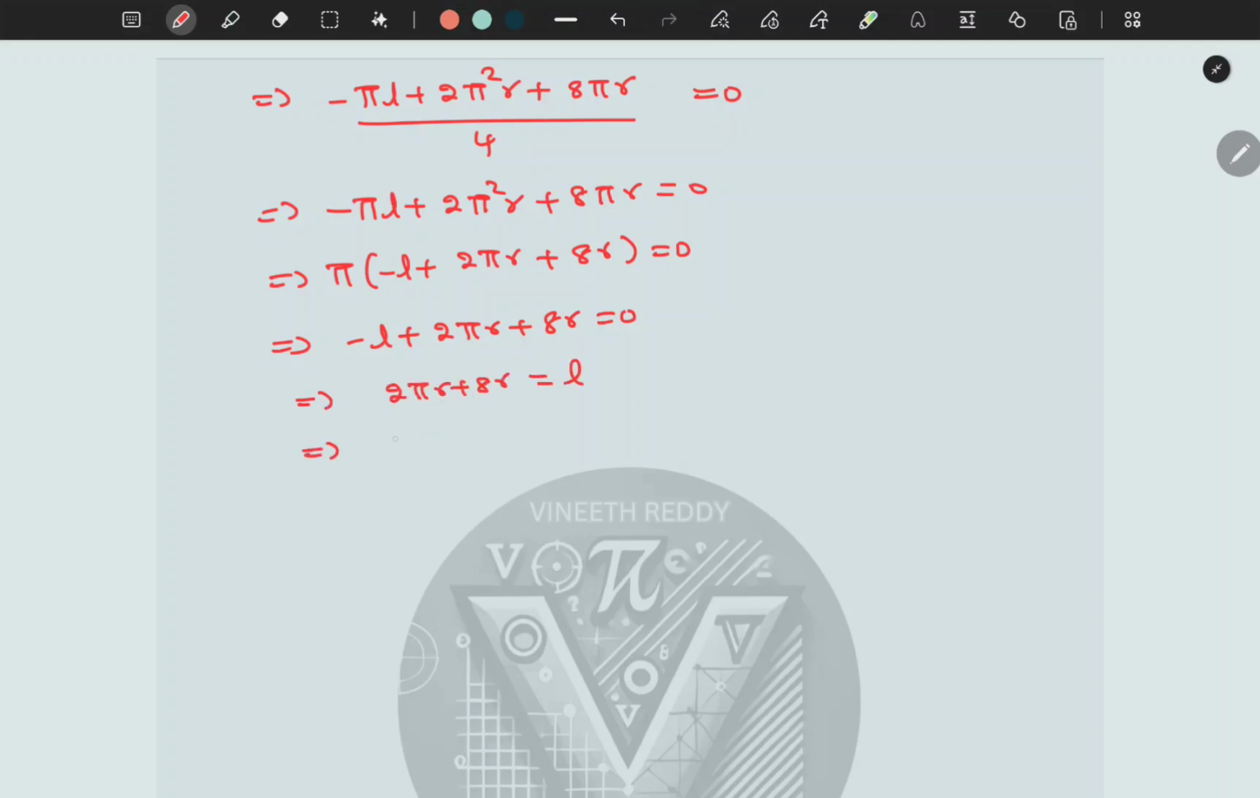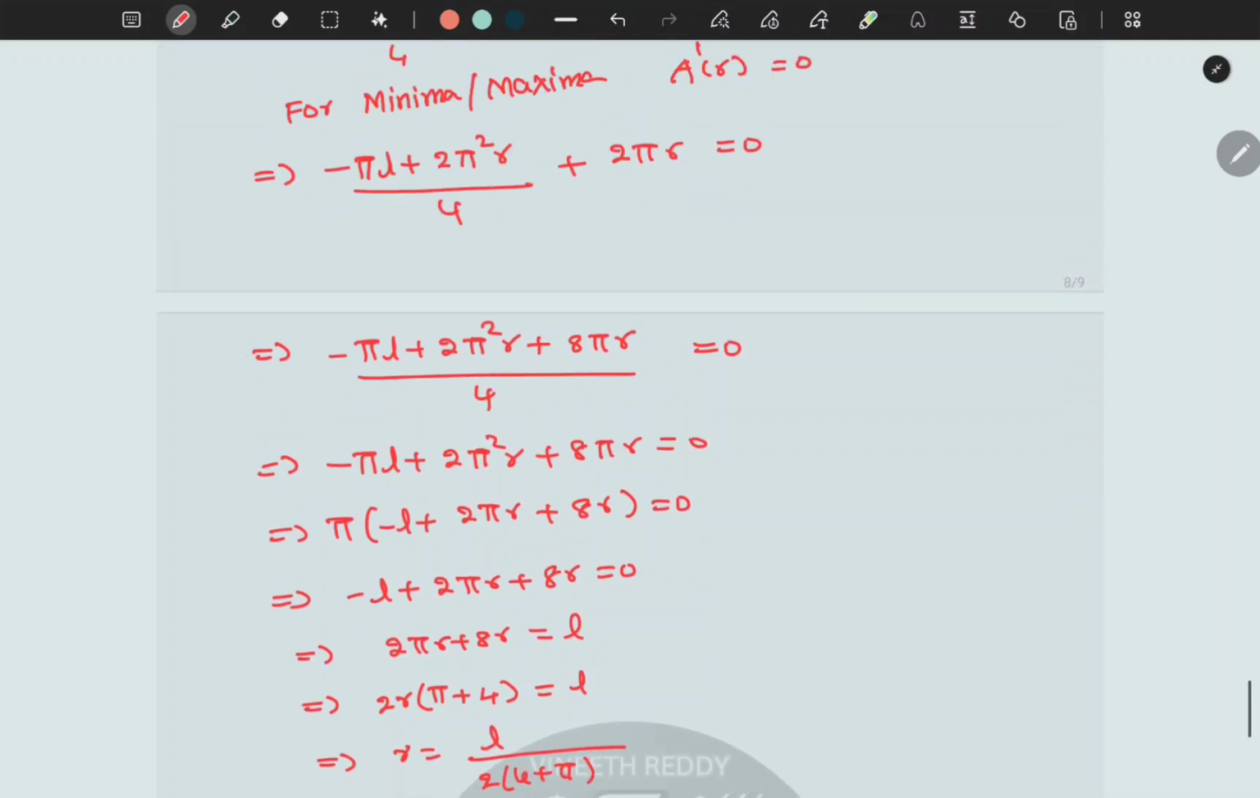I can comfortably take 2 R common. We get pi plus 4. So basically R is equal to L by 2 times (4 plus pi), right? So this is one value.